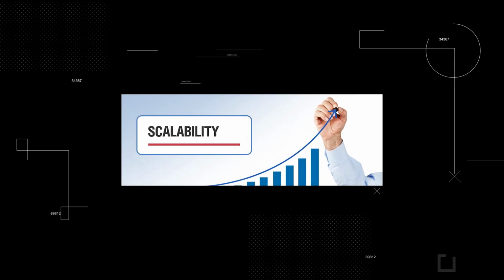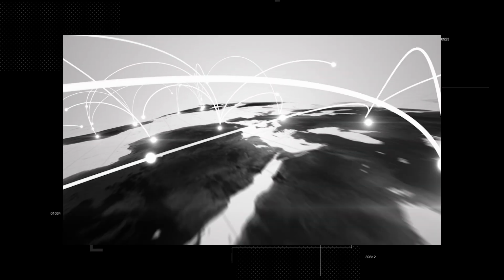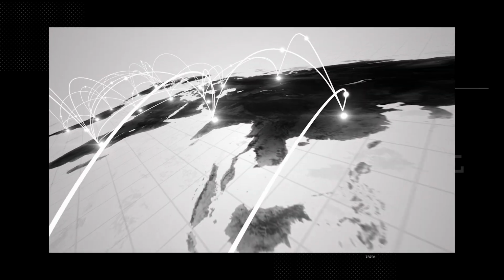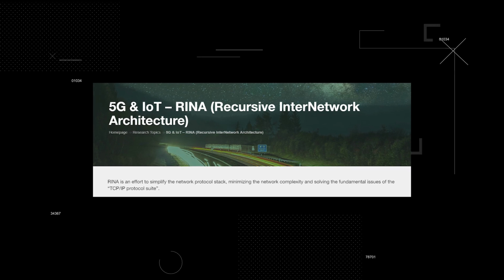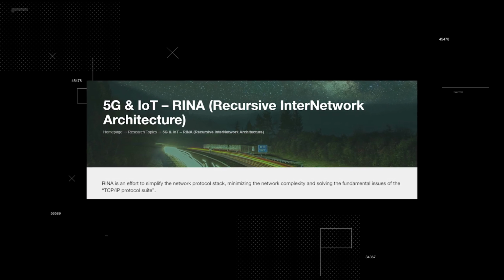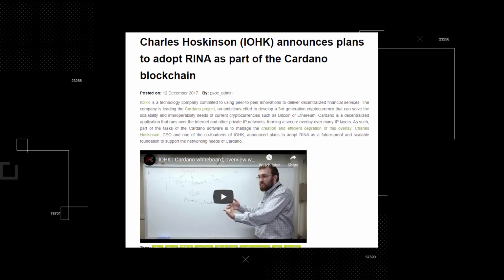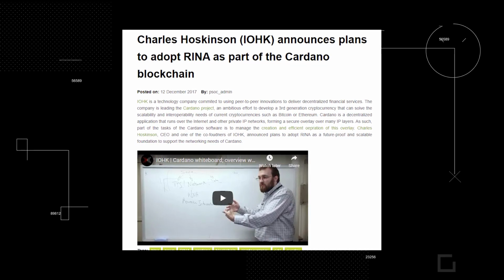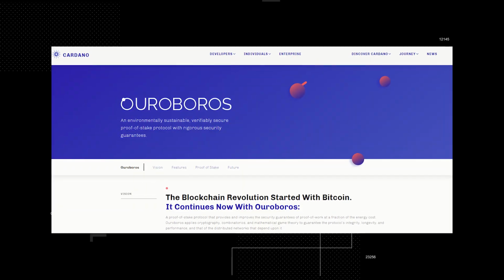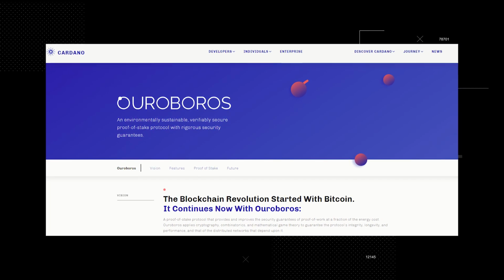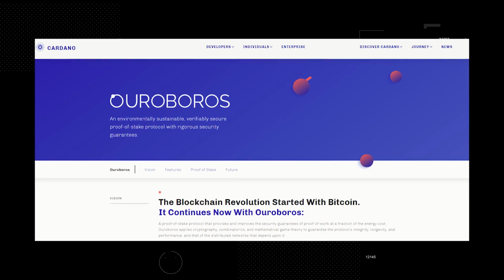Next, let's talk about scalability. The major issue of scalability is the number of transactions per second and network bandwidth. The more transactions per second, the more bandwidth and data demand. Recursive InterNetwork Architecture, more commonly referred to as RINA, is a major step forward that gives Cardano a way to naturally tune and configure as it continues to grow in transactions per second. Also, by using Ouroboros, a unique consensus algorithm, they have made major advancements in scalability without compromising their security.